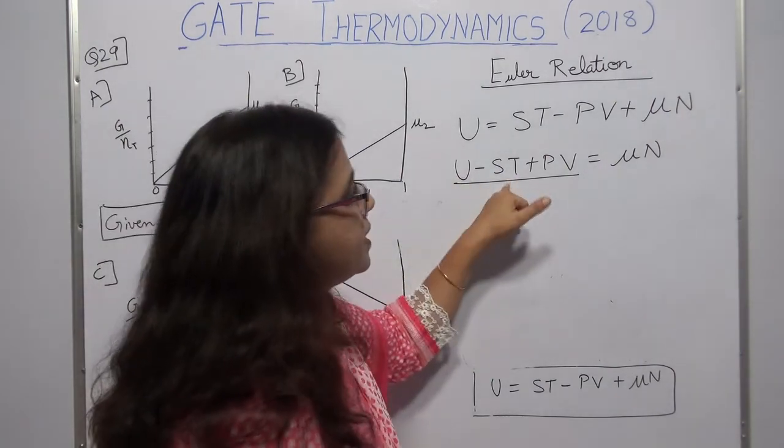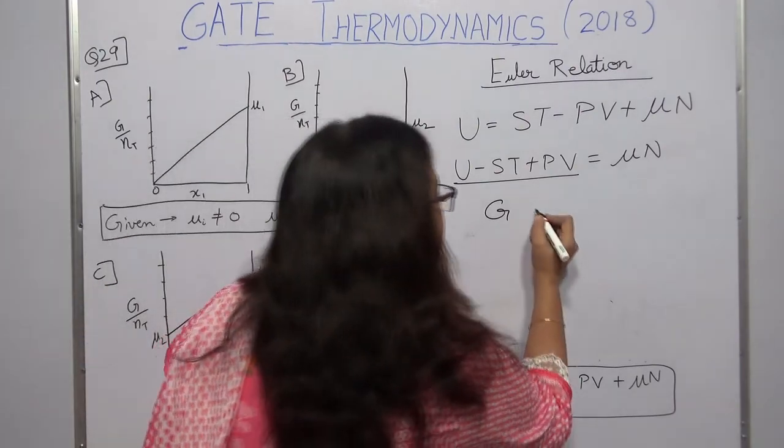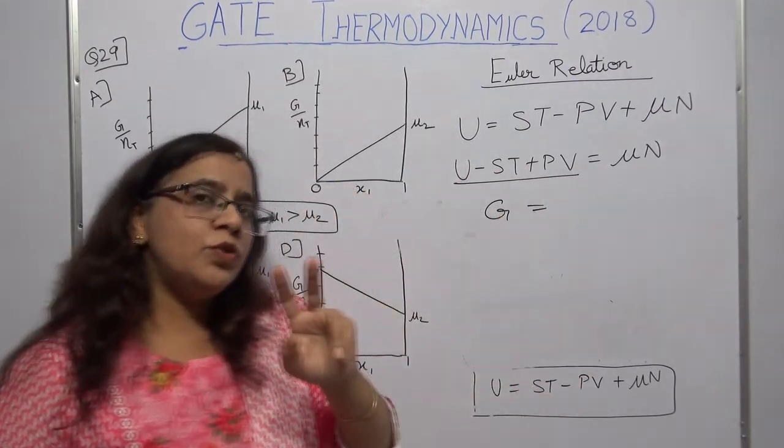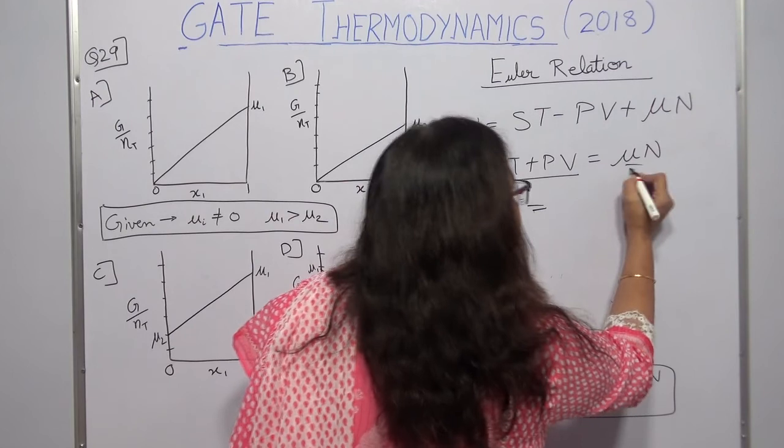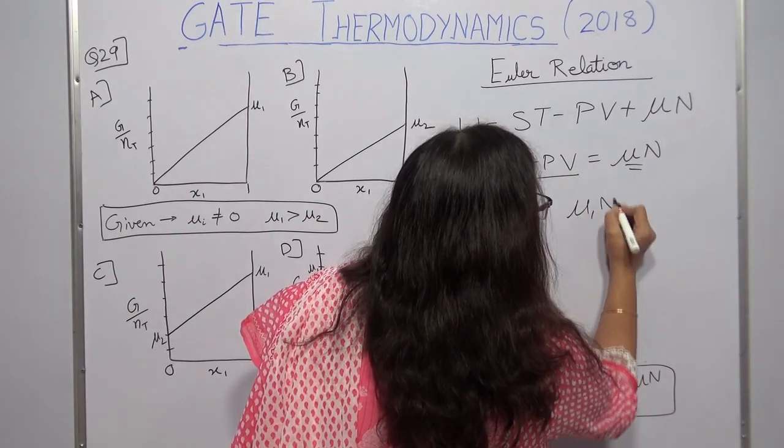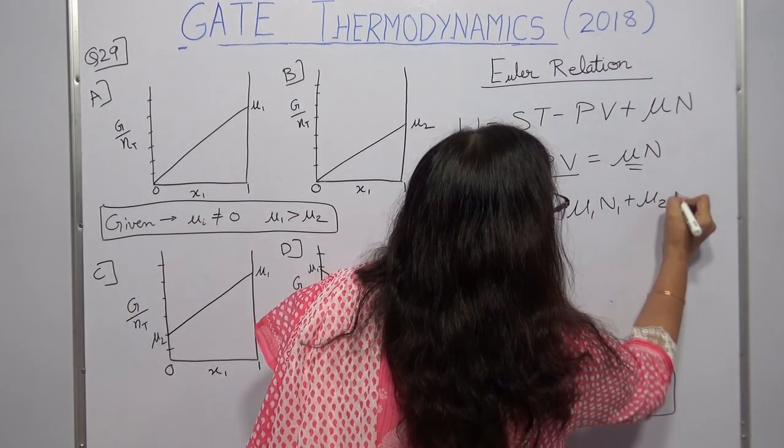Okay, so U minus ST plus PV, that is nothing but G. And since you now have two components, I can expand this term and write mu1 n1 plus mu2 n2.